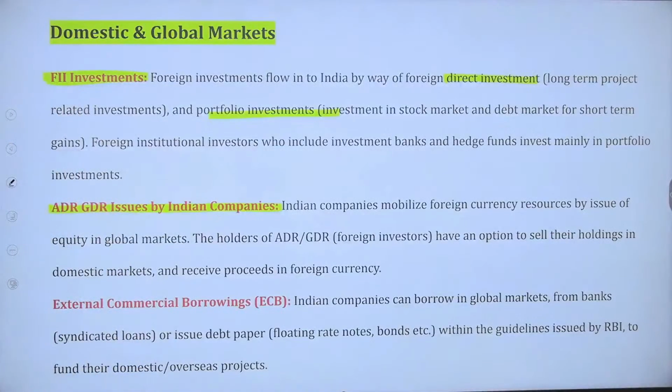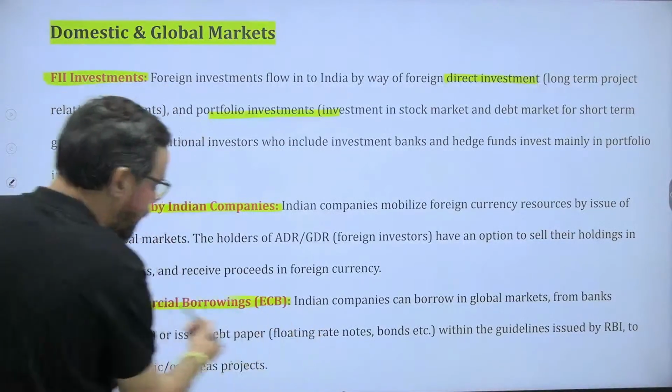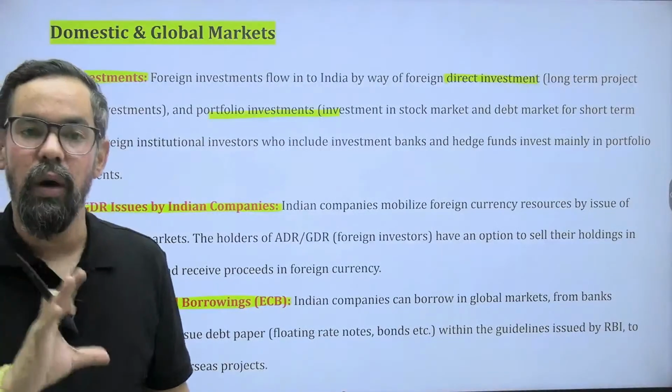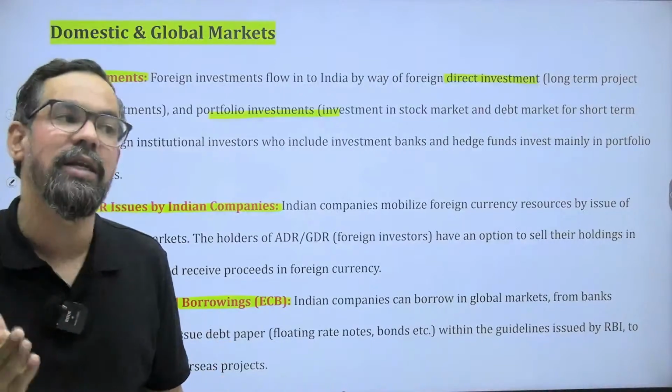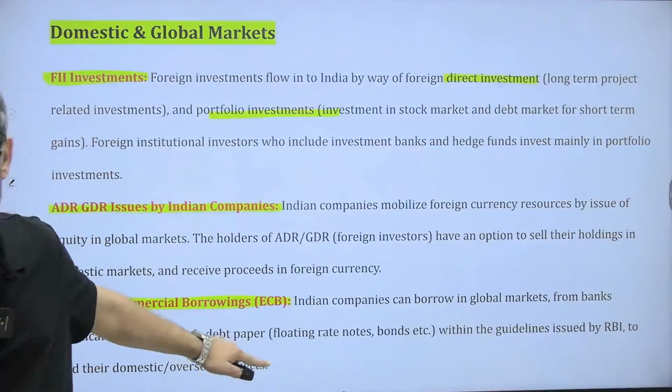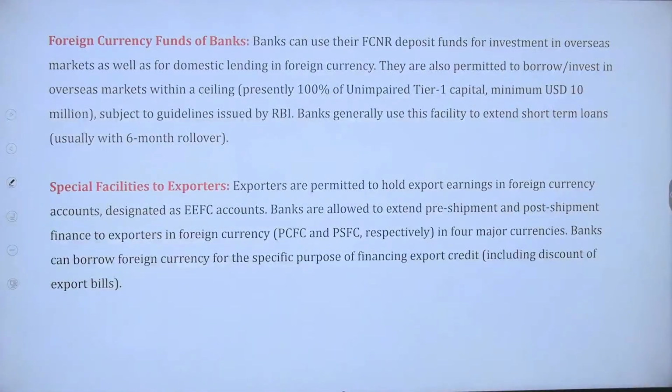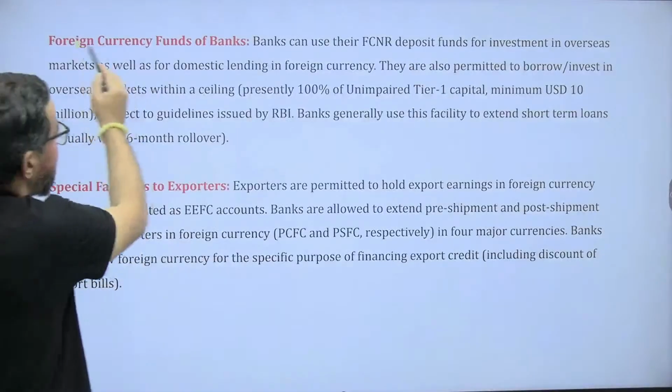So then we have ECB, आपका external commercial borrowing. This we have discussed as a whole unit आपका, and we practiced a lot of questions around this particular one also, ठीक है. So if you guys have any doubt, any queries, please do let me know in the comment section, ठीक है. Foreign currency funds of bank, ठीक है.